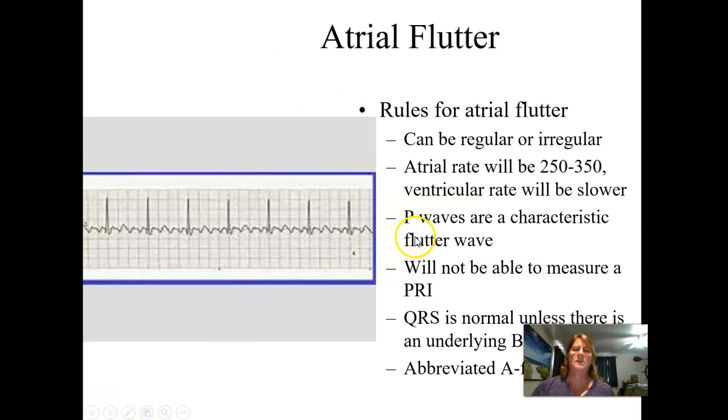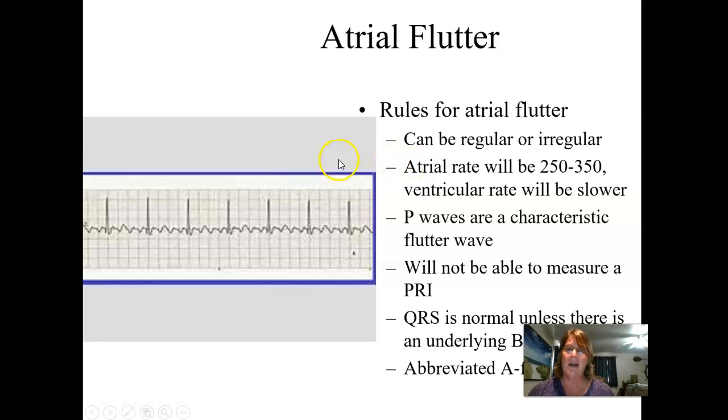So in atrial flutter, it can be regular or irregular. We said the AV node can block things in a pattern, or it can block them at random. So R to R to R can be regular or irregular. My atrial rate is going to be 250 to 350 beats per minute. My ventricular rate is going to be slower than that because some of those impulses are blocked.